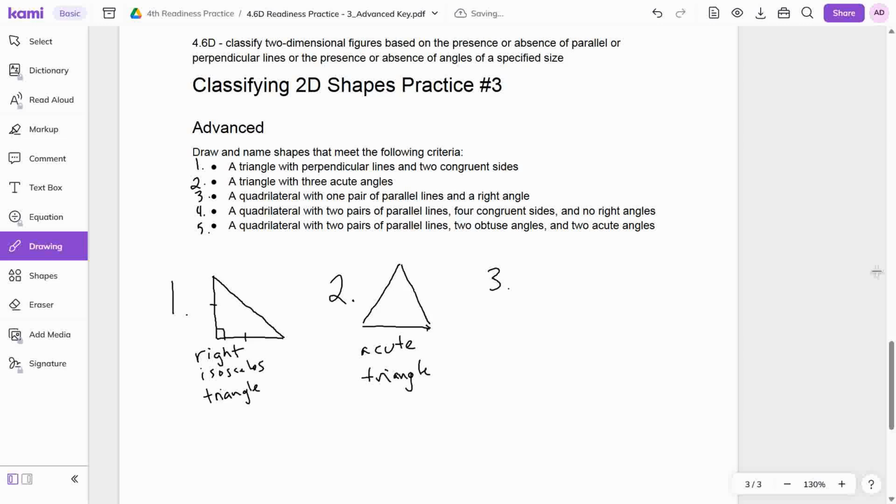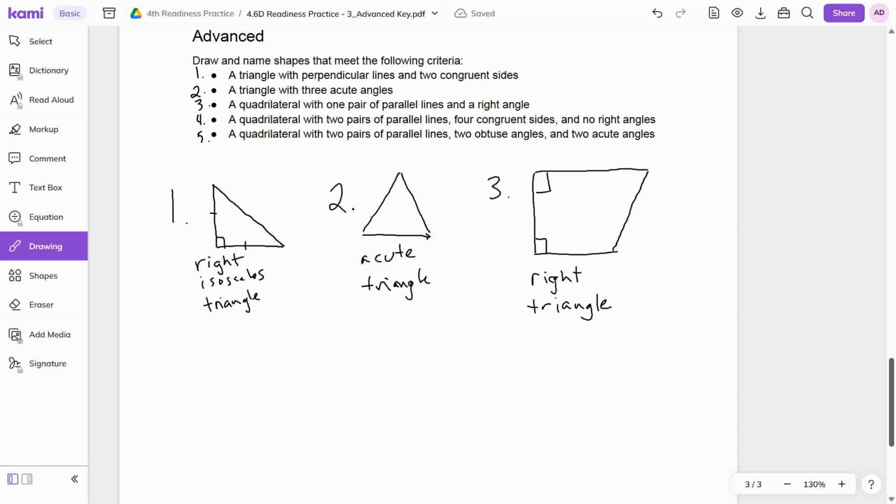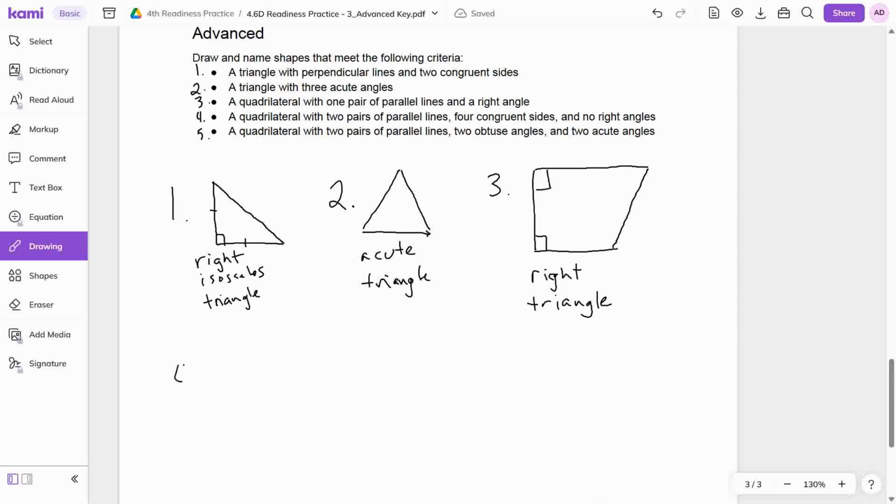3, a quadrilateral with one pair of parallel lines and a right angle. All right, so that is our right trapezoid that we've been drawing. I'll draw it kind of like this so we can see it rotated a little bit. So we've got that one pair of parallel lines, and we also have the right angles. We have two right angles, and that's fine as long as we have a right angle. 2 is fine. So we've got our 1, 2, and 3. Let's do 4 and 5.